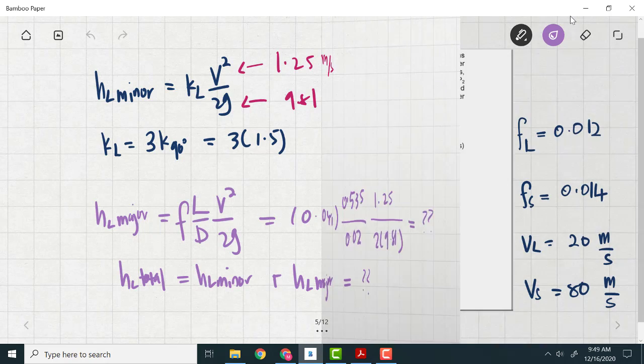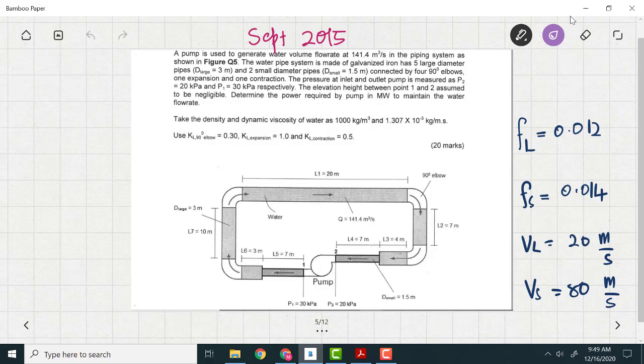Okay, and then last one is the September 2014. Okay, untuk soalan ni pun awak dah buat dalam homework. So ini mudahlah awak nak selesaikan. Okay, we have here a pump is used to generate water volume flow rate at 141.4 meter cubic per second. So Q dia besar, 141.4 meter cubic per second.